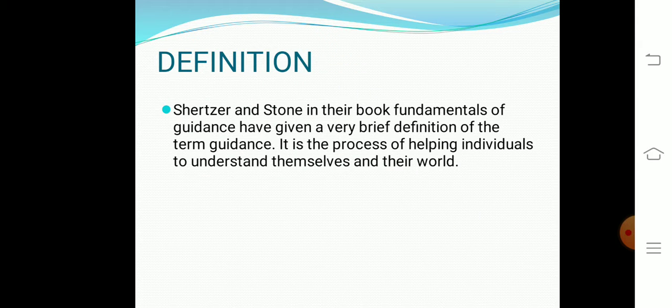Definition of guidance. According to Shertzer and Stone in their book Fundamentals of Guidance, a very brief definition of the term guidance is given. It is a process of helping individuals to understand themselves and their world.